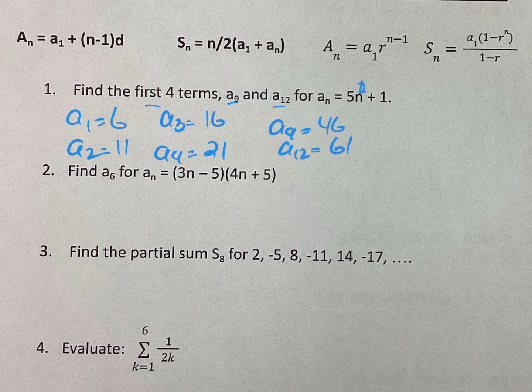Same thing for number 2. It says find a6. So all I'm going to do to find the 6th term is plug in a 6 right there and a 6 right there, and then work that out. 3 times 6 is 18 minus 5, that's 13 there. That's going to be 29.